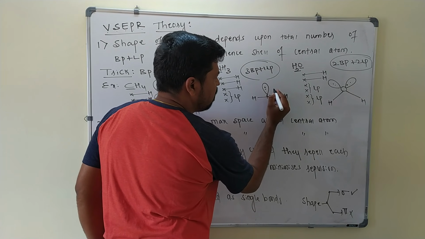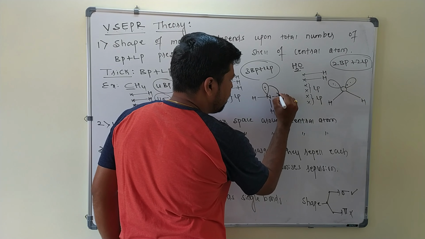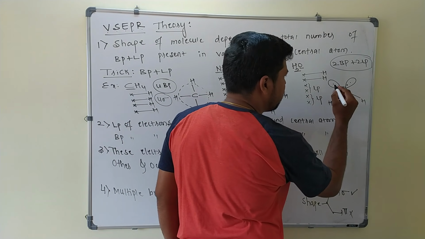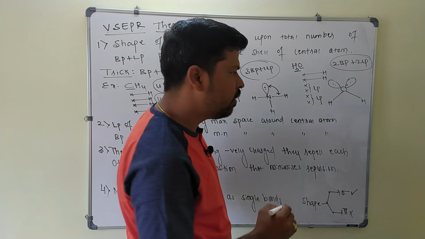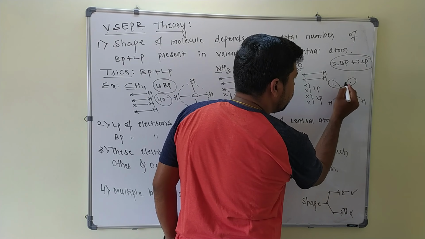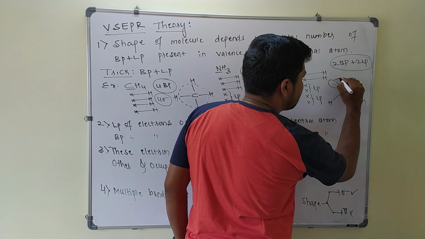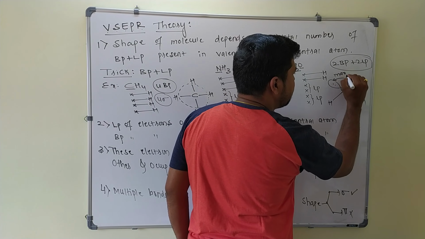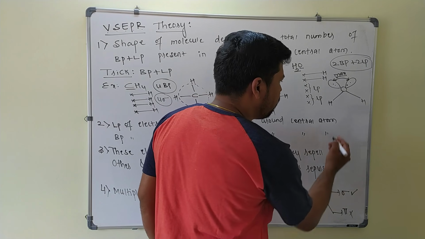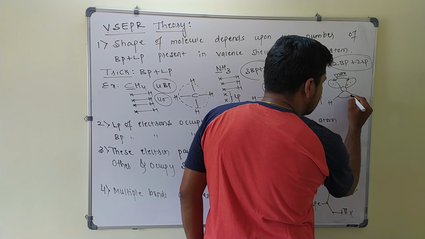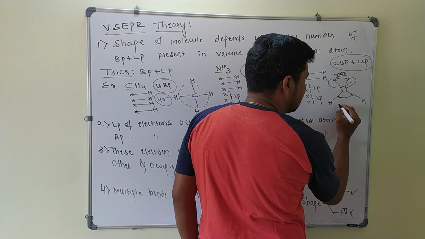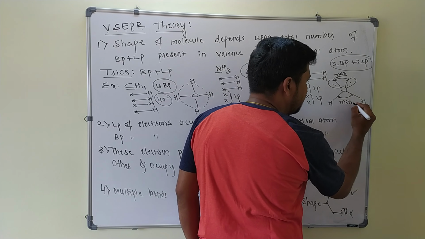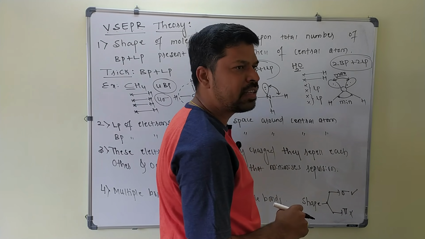Now there is also a repulsion between lone pairs and bond pairs of electrons. If you go for the water molecule, here also the same thing: these two lone pairs of electrons occupy maximum space. That's why the repulsion between lone pair and lone pair is maximum here. And then for bond pair and bond pair, since these are also negatively charged, they will repel each other. The repulsion between bond pair and bond pair is minimum since they occupy minimum space, and the lone pair is maximum.